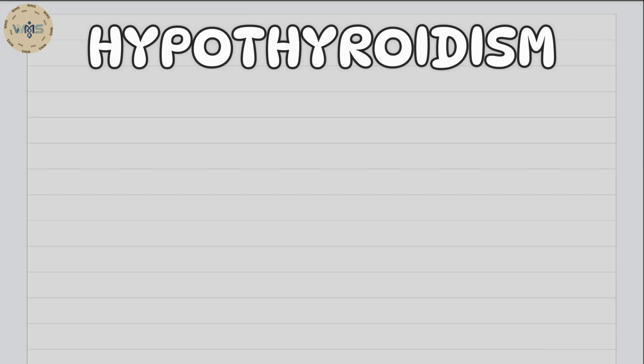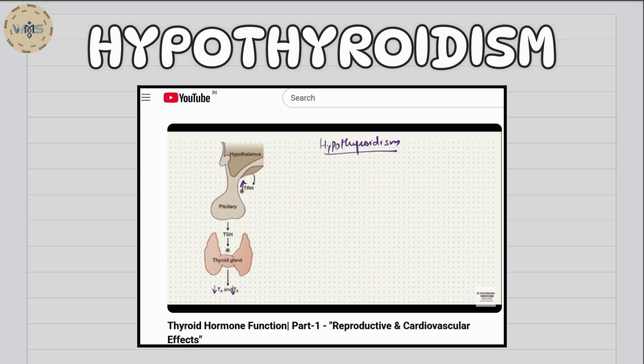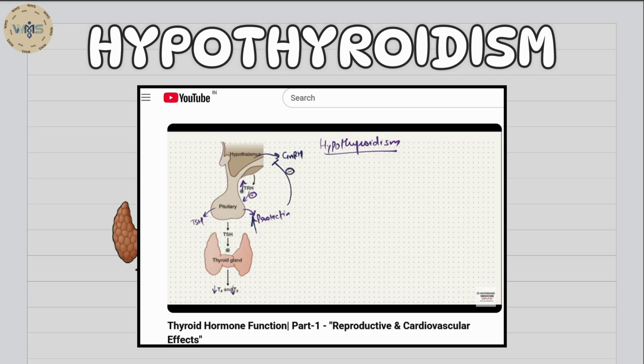In earlier videos, we talked about hypothyroidism in parts. We looked at the different types of thyroiditis like Hashimoto's, subacute and postpartum thyroiditis. We also discussed the symptoms of hypothyroidism while learning about the functions of thyroid hormones. In this video, we will put all that information together and get a clear, complete picture of hypothyroidism.